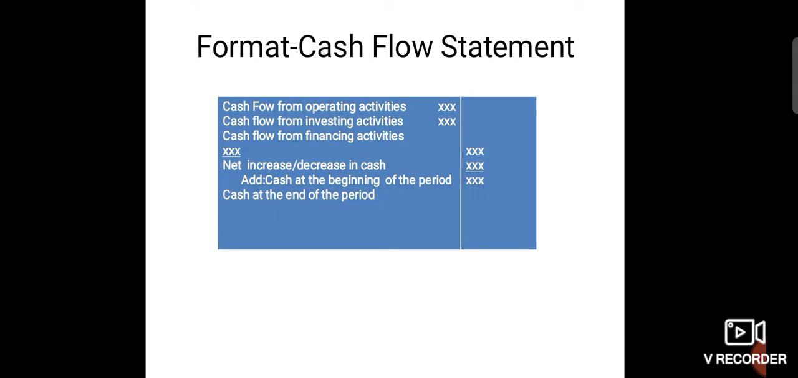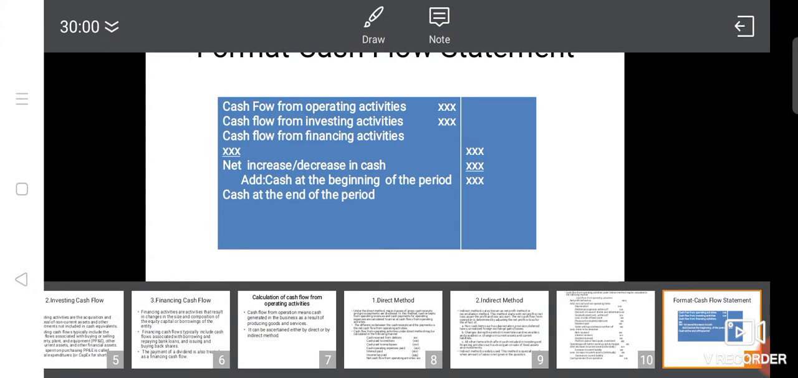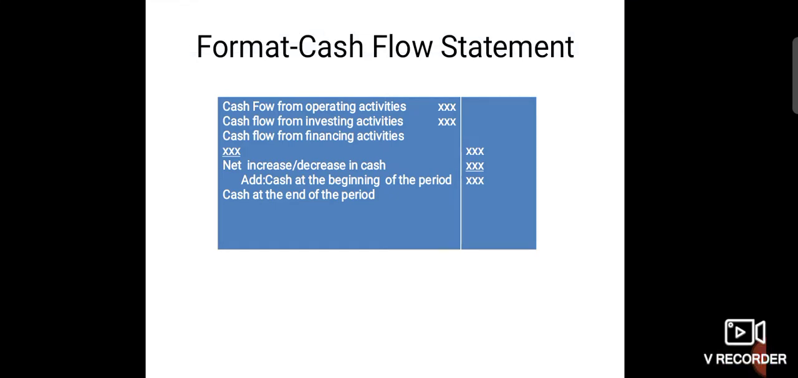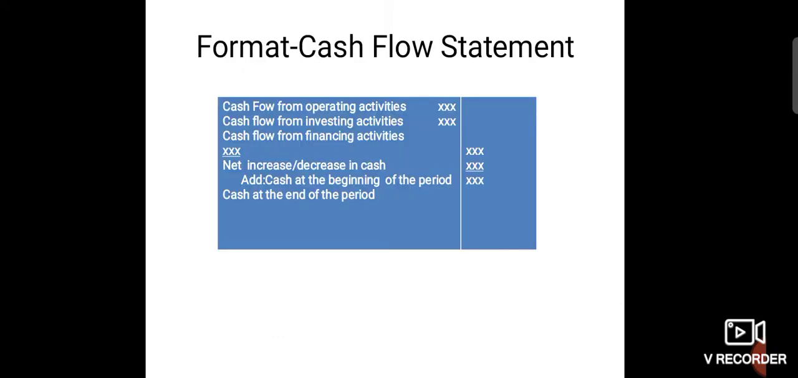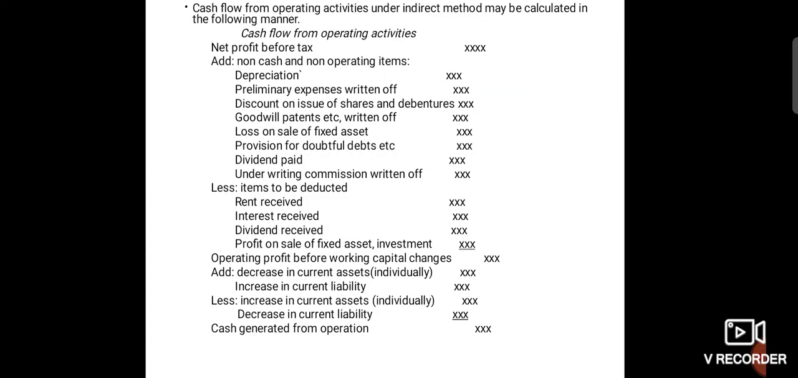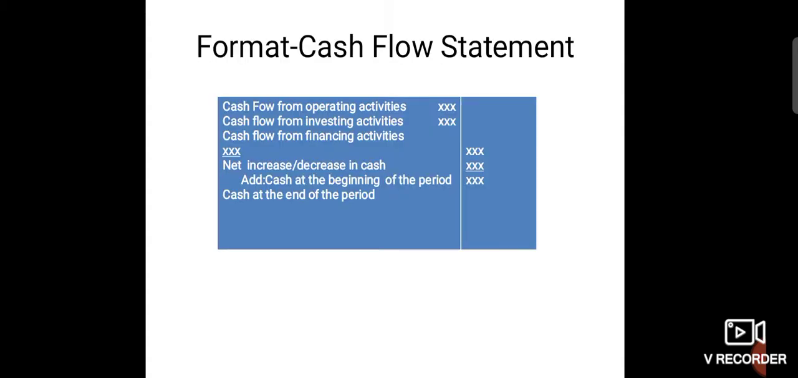That means we'll be given a closing balance sheet cash. So, if we add cash at the beginning of the period, we should get cash at the end of the period. Then we have done it, and our cash flow statement will be correct. So this is the format of the cash flow statement, and this is just the format of cash from operating activities, which will also come inside the format in detail like this. And the other two will be simpler: cash flow from investing activities and cash flow from financing activities.